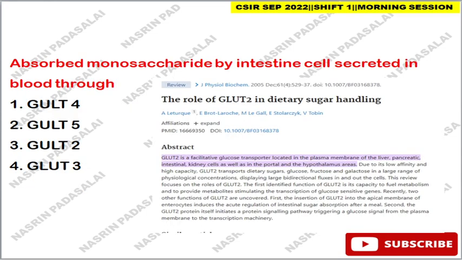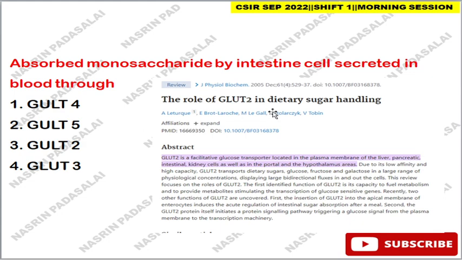Absorbed monosaccharide by the intestine. So from the intestine, how will this monosaccharide be absorbed and transported? Many students are confusing GLUT4 and GLUT2. GLUT4 is not present in this particular process. GLUT4 is present in adipose tissue, skeletal muscle, brain, and heart, whereas GLUT2 is responsible for transporting dietary sugars like glucose, fructose, and galactose.